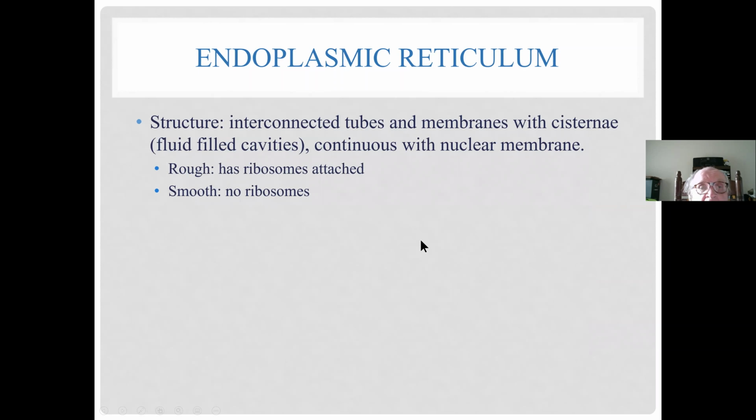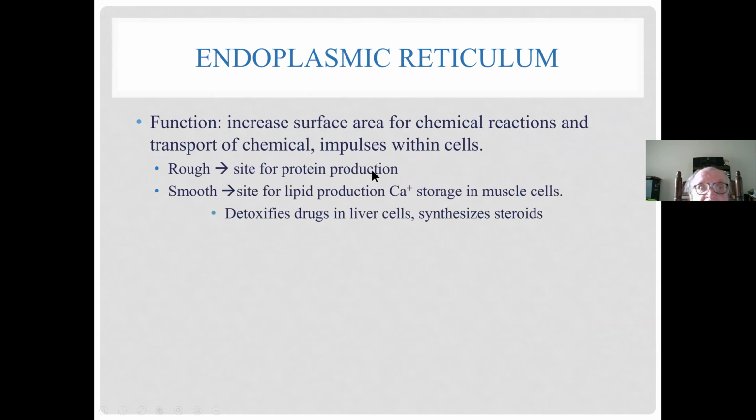What is endoplasmic reticulum? It's a structure of interconnected tubes with cisterns, fluid-filled cavities, continuous with the nuclear membrane. The rough has ribosomes attached. The smooth has no ribosomes attached. Rough is a site for protein production. Smooth is a site for lipid production, calcium storage in muscle cells, and we'll talk about smooth endoplasmic reticulum when we talk about muscle physiology in chapter 9. It also detoxifies drugs in the liver and synthesizes steroids.